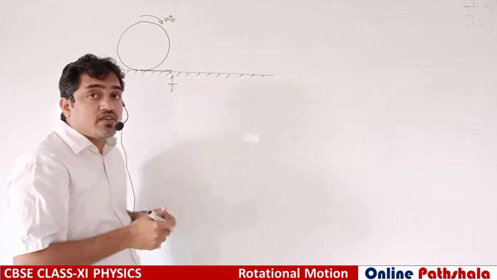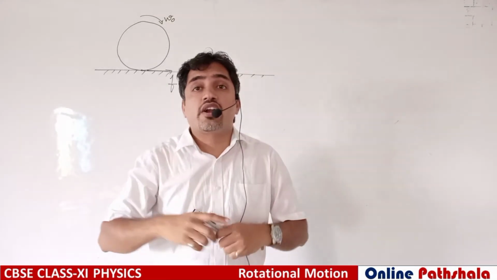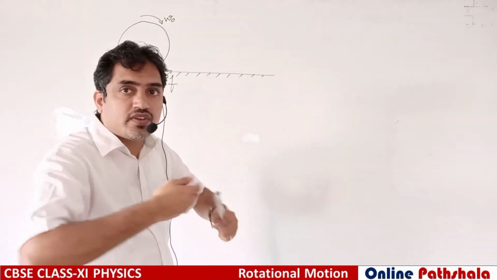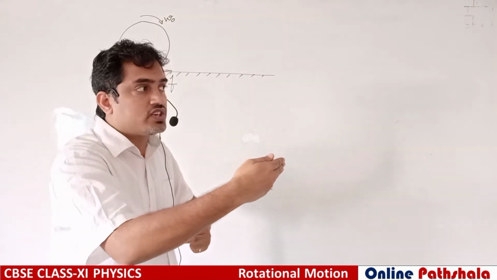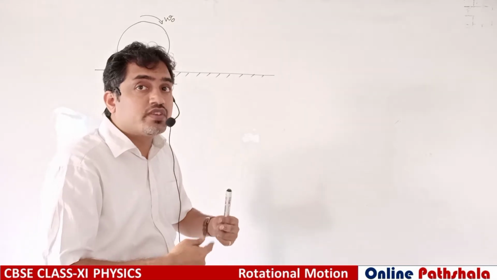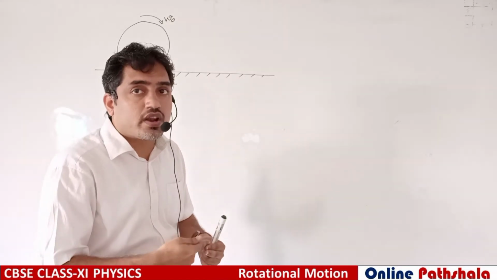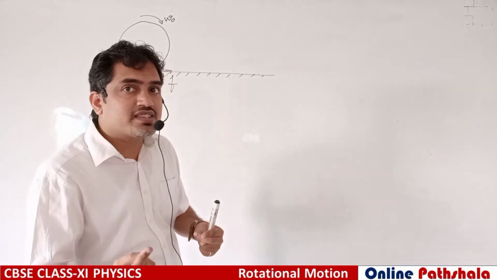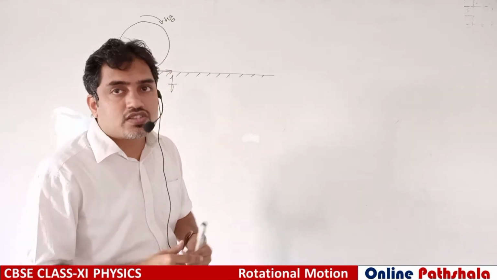So this friction will provide a retarding torque. This body is rotating like that and friction is applying in the opposite direction. So friction is providing a retarding torque, and friction is providing positive acceleration for translatory motion.